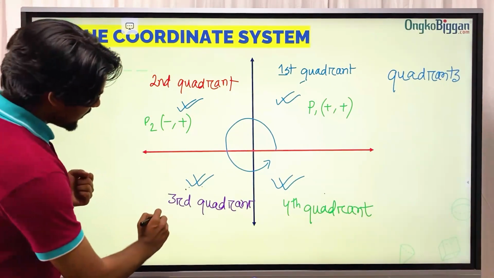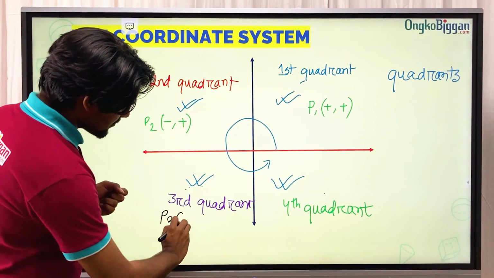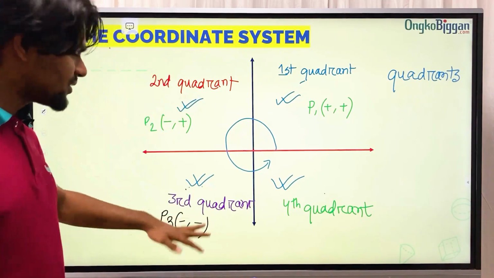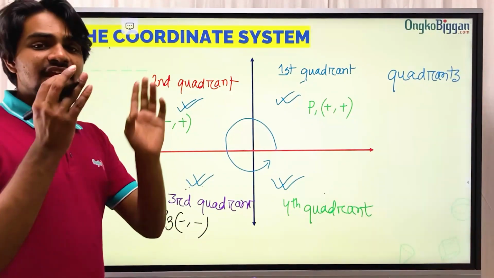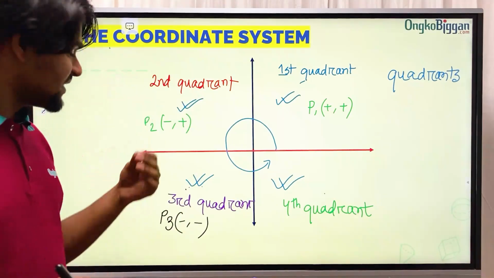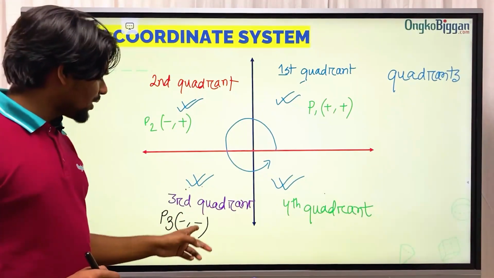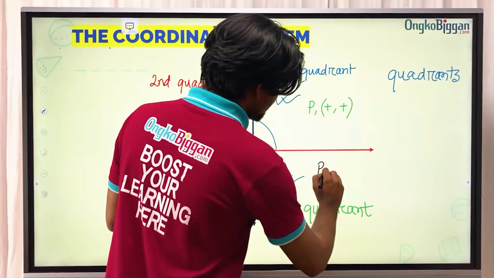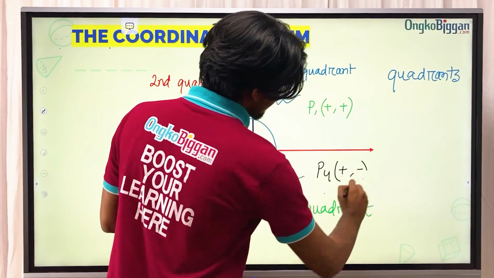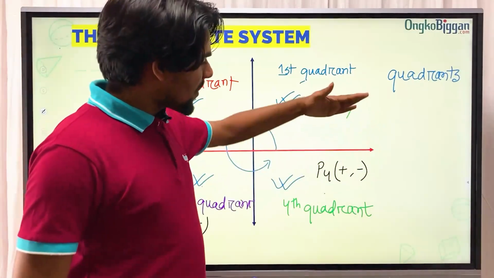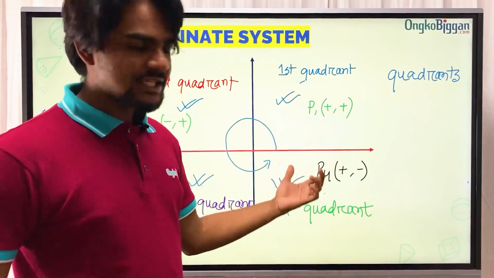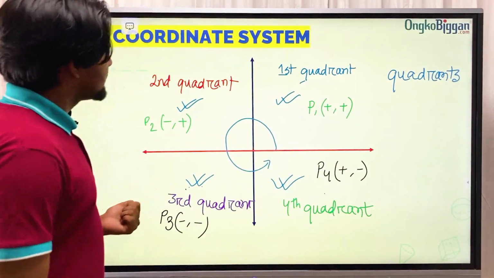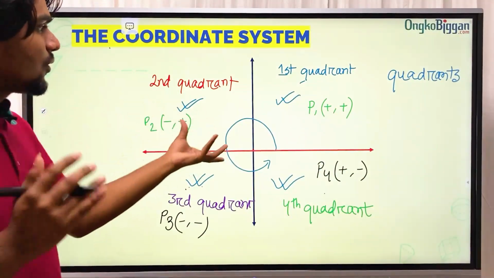Then in the third quadrant, P3 will be minus and minus. Here we are moving in the left direction and also the down direction. That means we are moving in the negative direction on both the x and y axes, so the x coordinate will be minus and the y coordinate will also be minus. Similarly, in the fourth quadrant, the point P4 will be plus and minus, because we are moving in the right direction, but also in the downward direction, which is negative. So the x coordinate will be plus and the y coordinate will be minus. So I guess this is all the knowledge you need about the coordinate.